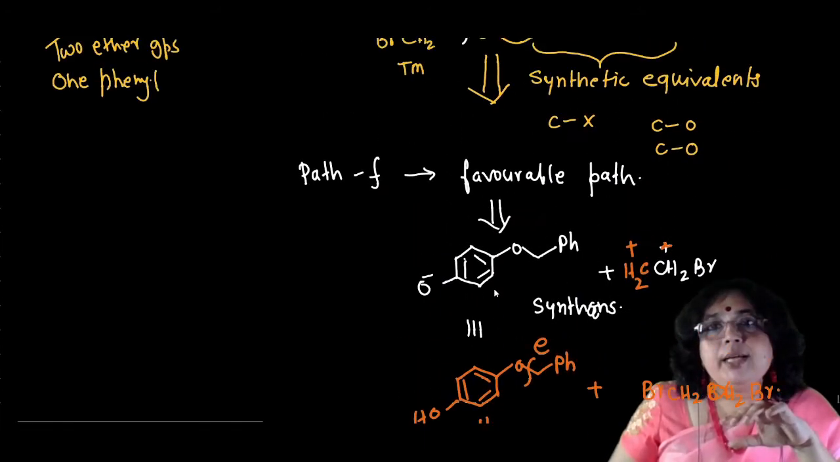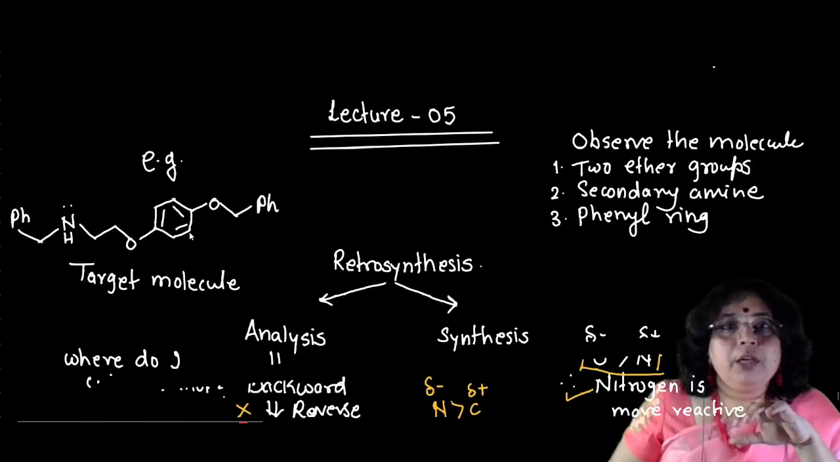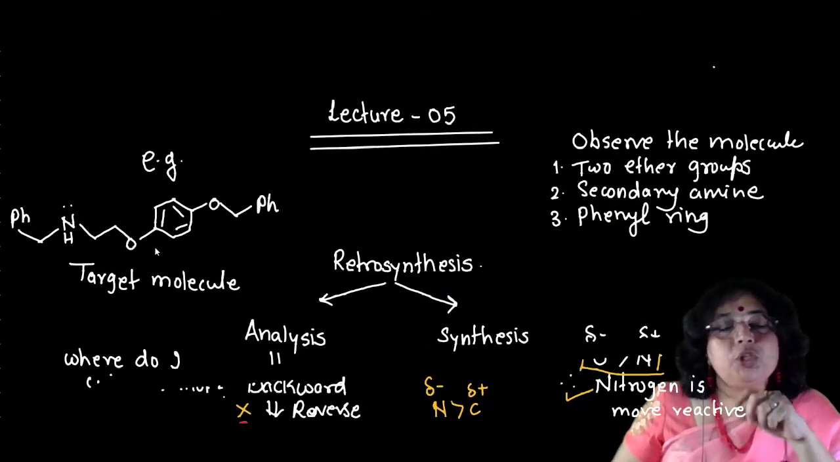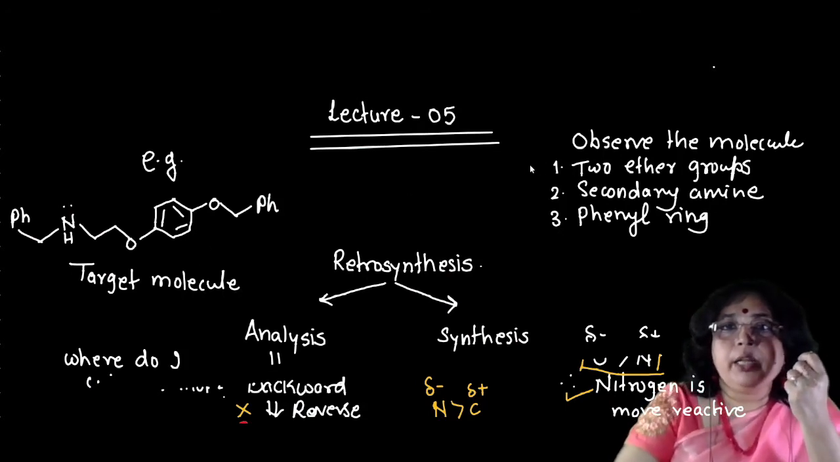Now let us revise the analysis part once again. Now here this is a target molecule which has two ether groups and one secondary amine and one phenyl group.